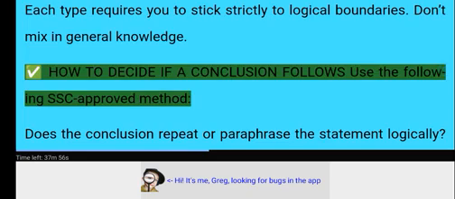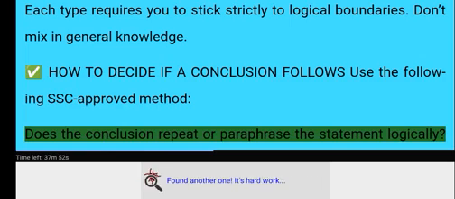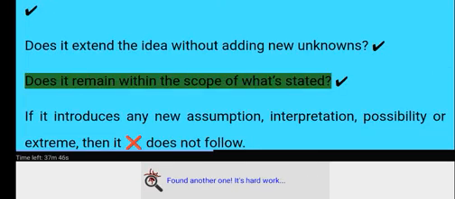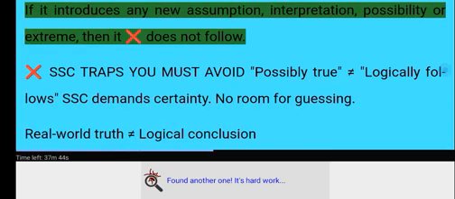How to decide if a conclusion follows. Use the following SSC approved method. Does the conclusion repeat or paraphrase the statement logically? Does it extend the idea without adding new unknowns? Does it remain within the scope of what's stated? If it introduces any new assumption, interpretation, possibility, or extreme, then it does not follow.